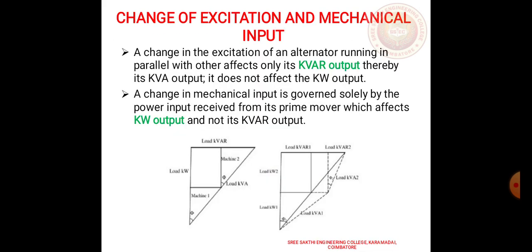Next one is change of excitation and mechanical input. When excitation of synchronous generator is changed, the reactive power output changes, and when prime mover input or the mechanical input to the synchronous generator changes, its real power output changes, and this is shown in the following figure. That is, change of excitation affects the reactive power, and change of prime mover input, that is the mechanical input, changes the real power.